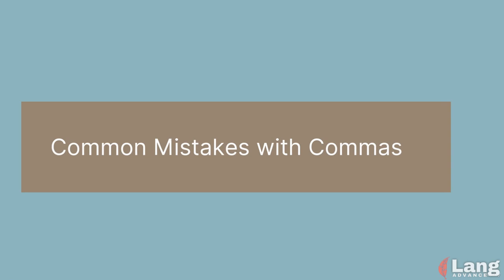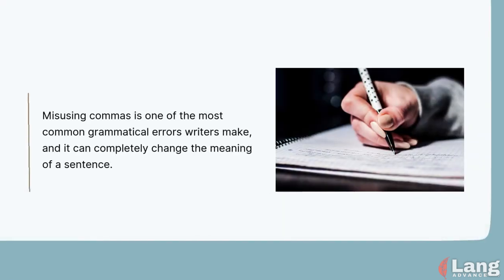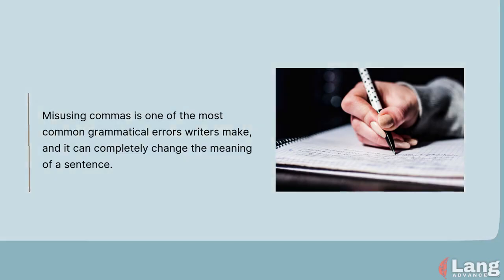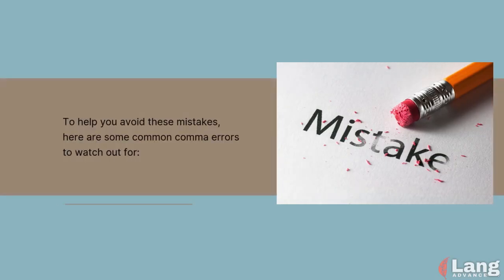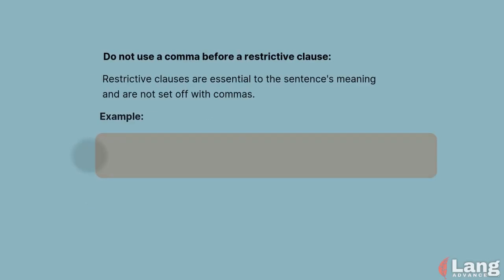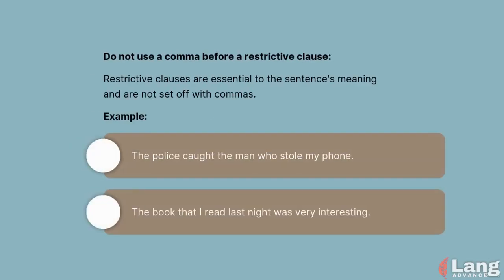Common mistakes with commas. Misusing commas is one of the most common grammatical errors writers make, and it can completely change the meaning of a sentence. To help you avoid these mistakes, here are some common comma errors to watch out for. Do not use a comma before a restrictive clause. Restrictive clauses are essential to the sentence's meaning and are not set off with commas.